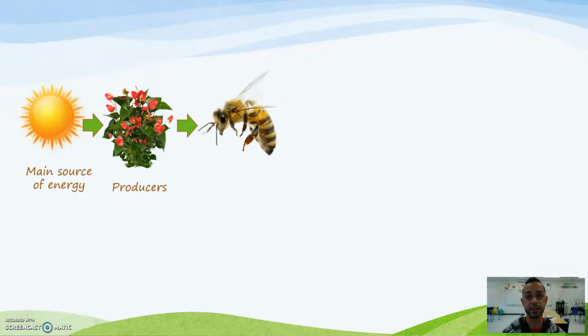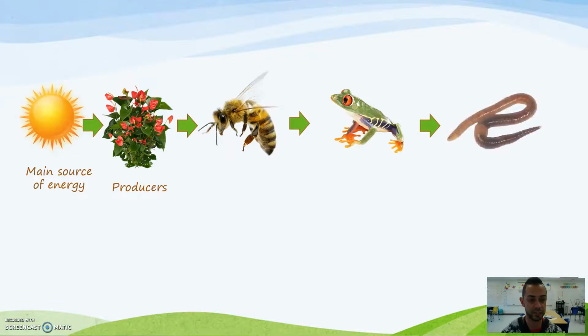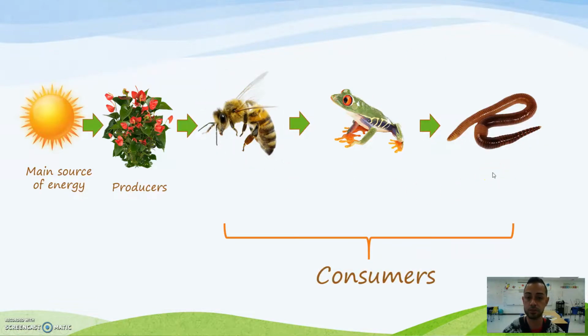Well, for example, a bee. And the bee can transfer the energy to a frog, and the frog can transfer the energy to a worm when it's dead. So these three organisms that we have here in our food chain are called consumers because they need to eat another organism in order to get its energy.